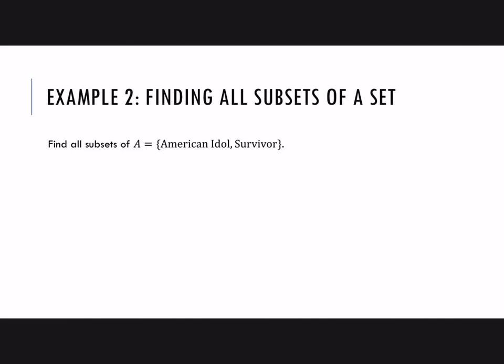Okay, let's try it with a different one. The set A equals the set containing American Idol and Survivor. So the set has 2 elements. And just to review, we can say that its cardinality, the cardinality of set A, is 2. It has 2 elements. Okay, so let's list all of the possible subsets.